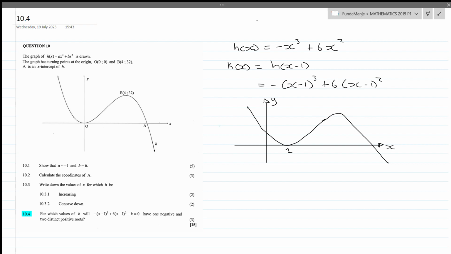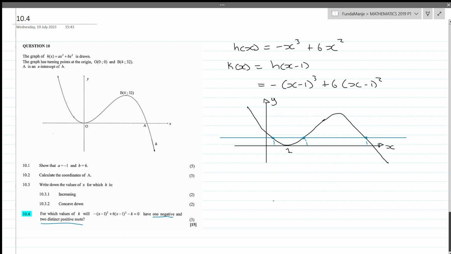Now k is just a straight line. K is just a straight line, and we are asking ourselves, what are all the possible values of k that we could have such that when we move it around, we get 3 intercepts on our graph, and these 3 intercepts, 1 will be negative and 2 will be distinct and positive. So if I analyze it where it's currently at, I'm getting 1, 2, 3 intercepts, but the problem is all of them are positive.